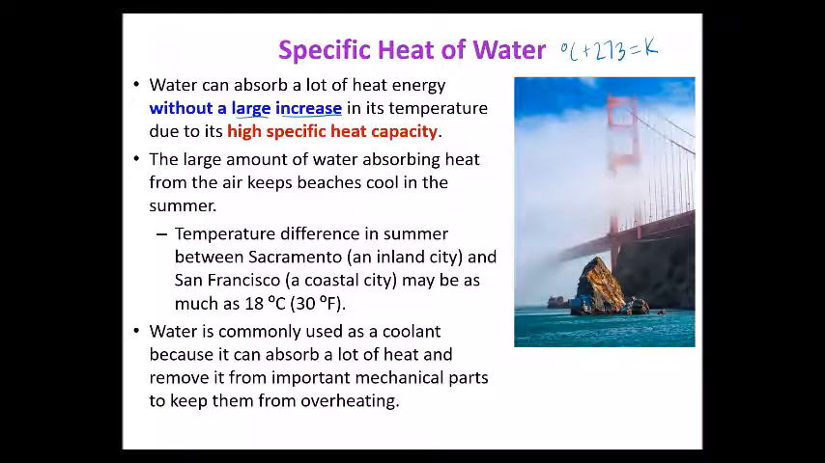Another application of water is that it's used as a coolant, especially in cars and other machines, where it will be able to absorb a lot of the heat, so that obviously we wouldn't want those mechanical parts to overheat and degrade. When it's being cooled, yes, it's going to release heat, but it's not going to change its temperature very fast. It's going to have to release a larger amount of the heat before the temperature starts to decrease.